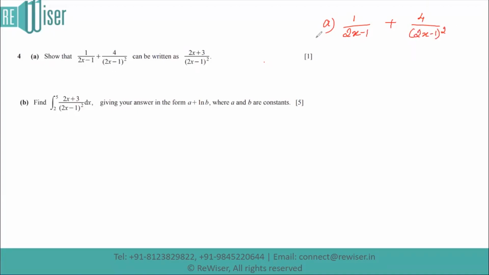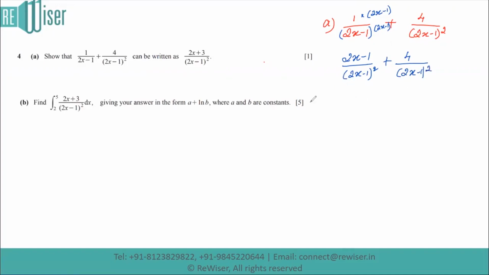In this case, I have to think about making the same denominator. To do that, for the first term I'll multiply both the numerator and the denominator by 2x minus 1. When I do that, on the numerator I'll just get 2x minus 1, and on the denominator it's going to be (2x minus 1) squared, plus 4 over (2x minus 1) squared.